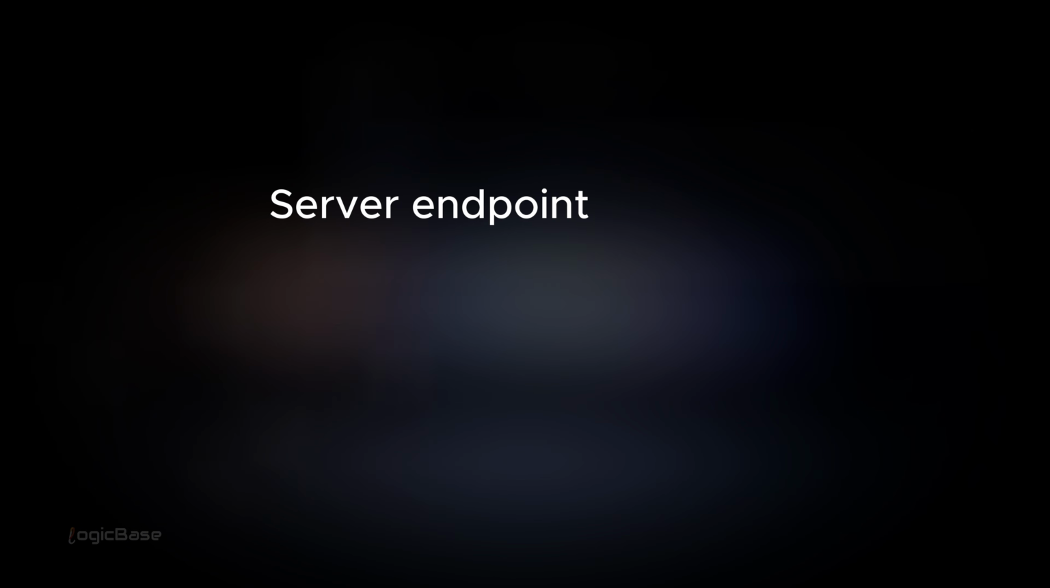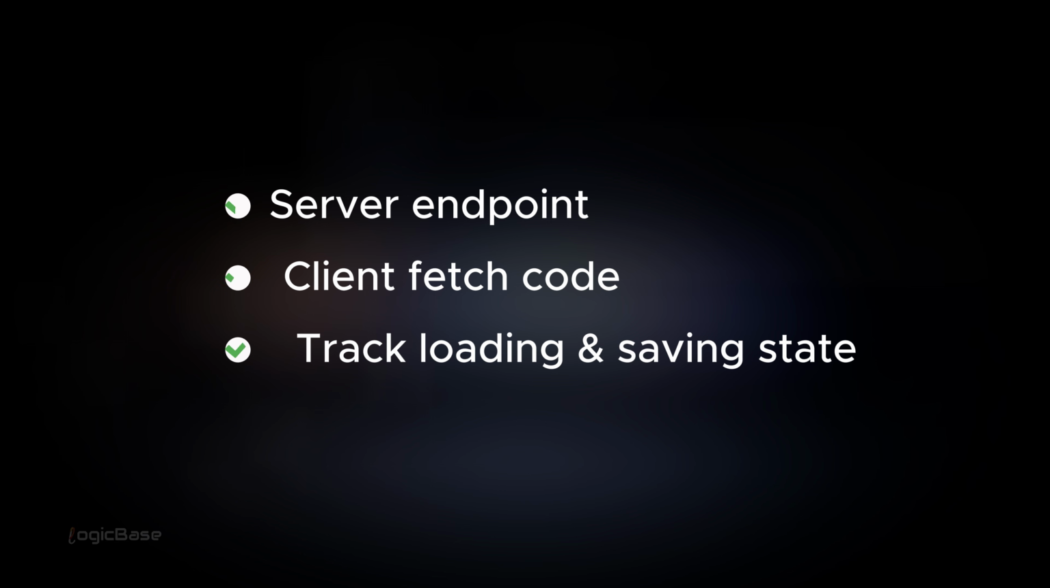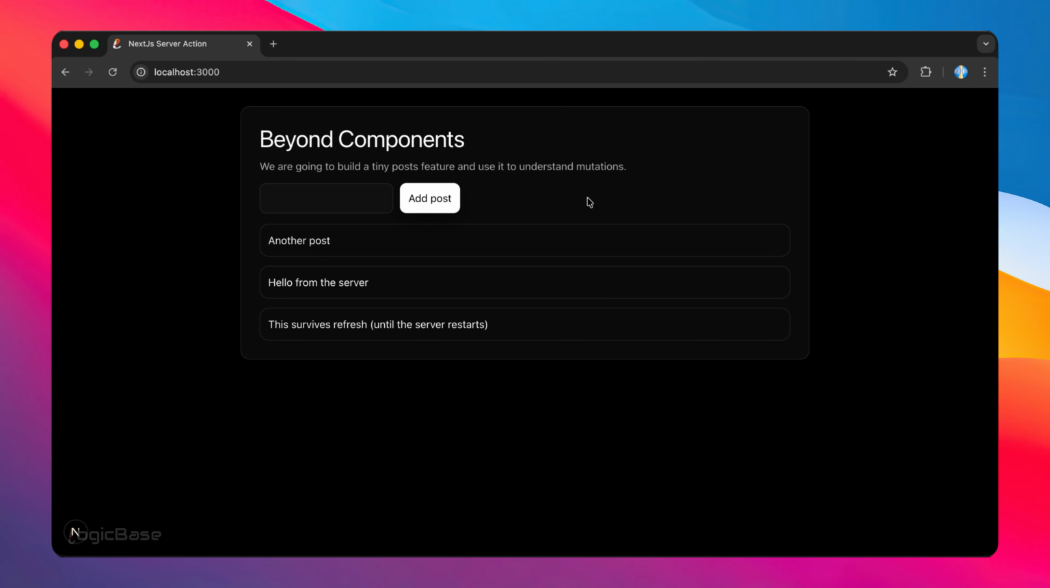We created a server endpoint file, we wrote client fetch code with method and headers, we tracked loading and saving state, and we manually refetched to keep the UI in sync. This baseline works, and it's a valid tool as well. But the hidden cost is all the extra plumbing you have to keep repeating for every small mutation, especially when the action is internal to the app and only triggered by the UI.